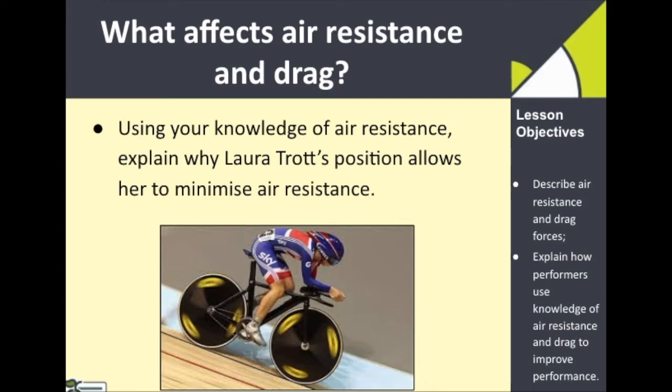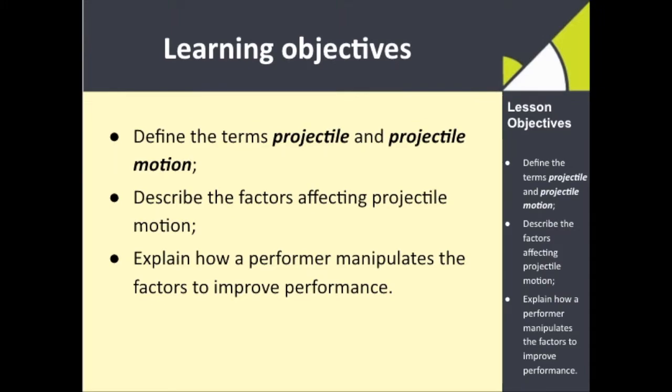And again, a good answer would identify the factor, refer to the position or how that characteristic is shown in the image, and then talk about the effect that has on air resistance and subsequent efficiency of movement. So, having looked at the effect of air resistance and drag, we're now going to look at the terms projectile and projectile motion, and what factors affect projectile motion, and again how performers manipulate the factors to improve their performance.